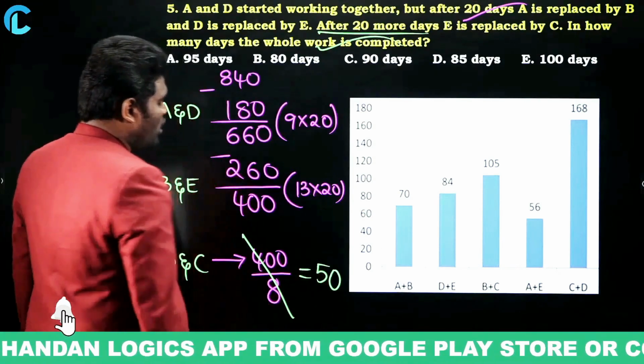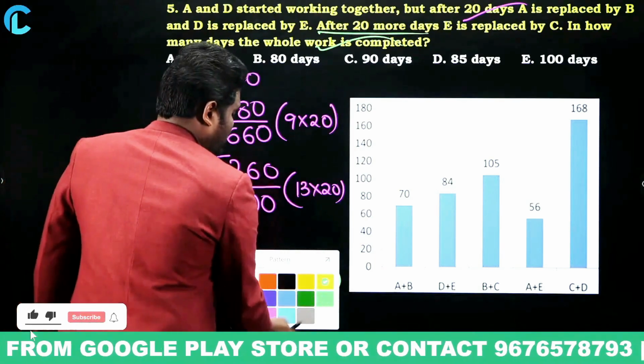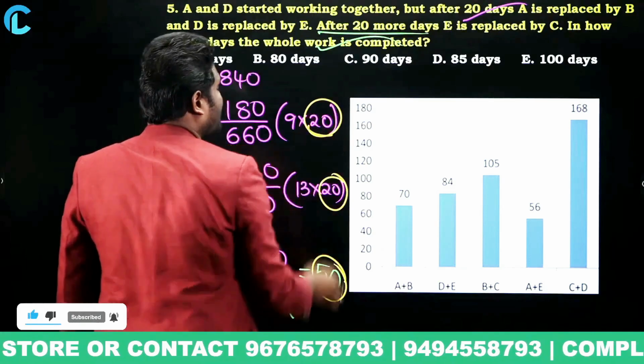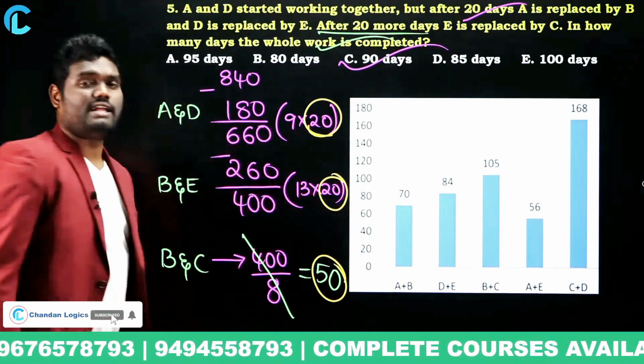So how many total days were taken? Look here: 50 days, here 20 days, and here 20 days. So the total is 90 days. The answer is 90 days. Next question.